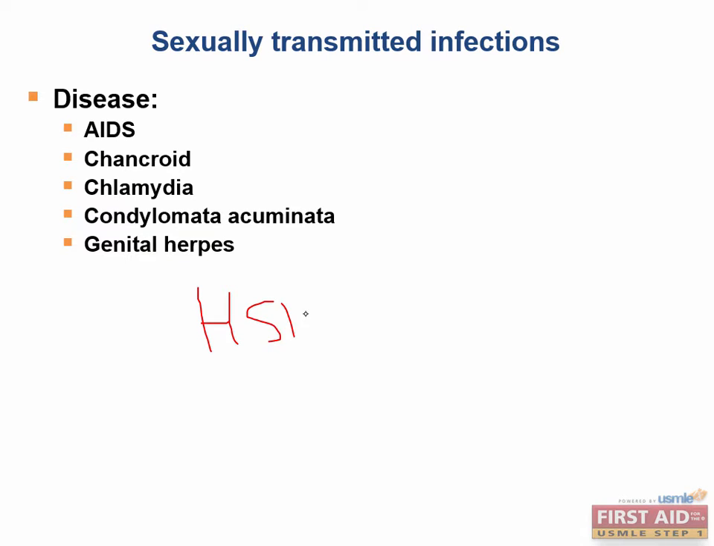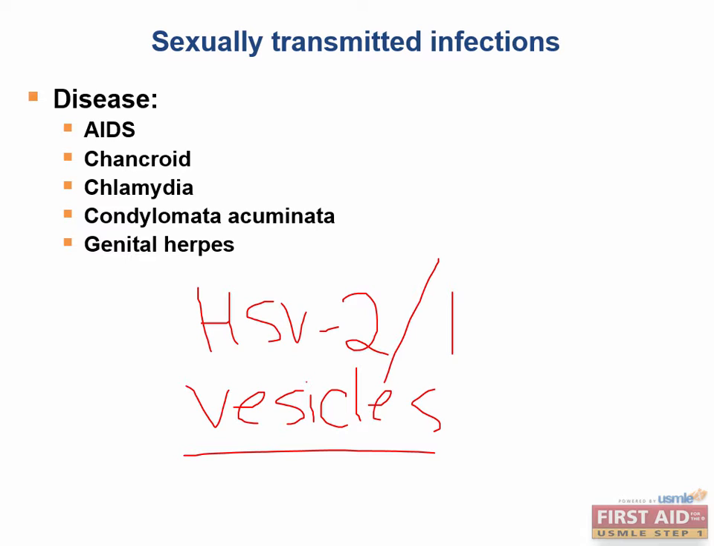Genital herpes is most commonly caused by herpes simplex virus 2, but it can also be caused by herpes simplex virus 1, and it causes painful penile, vulvar, or cervical vesicles. The key word here is vesicles. Do you remember what distinguishes a primary herpes infection from a secondary herpes infection?